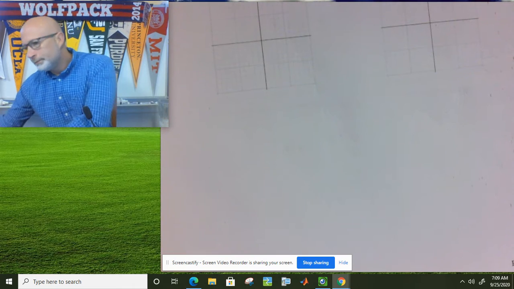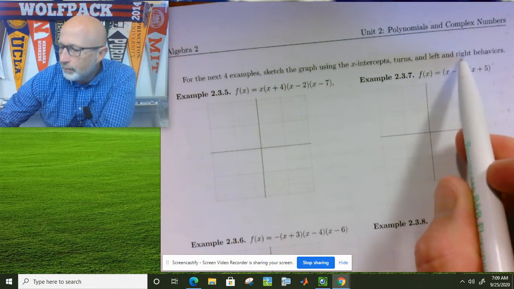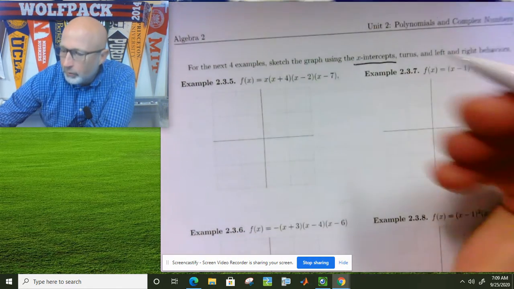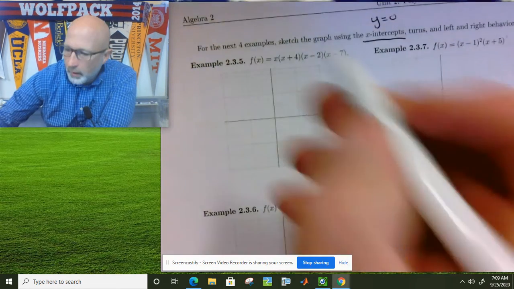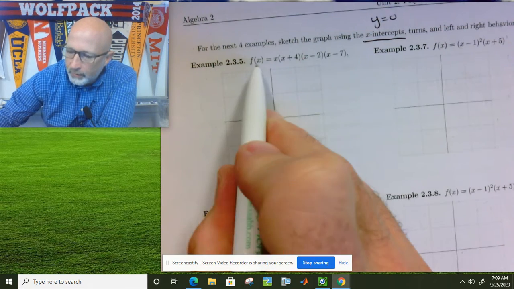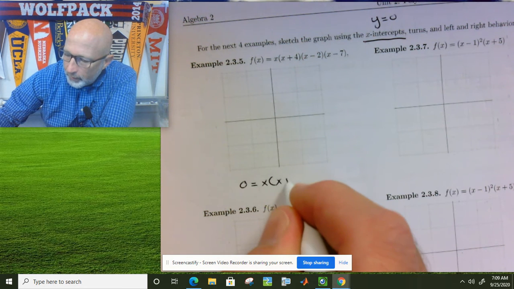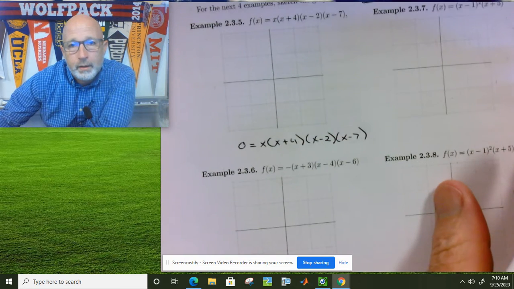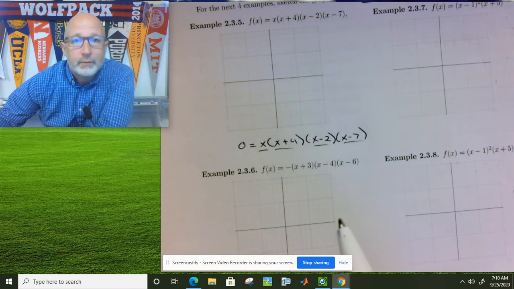Okay, next page. For the next 4 examples, sketch the graph using the x-intercepts, turns, and left and right end behaviors. Okay, so first off, I want to deal with the x-intercepts. We know to find the x-intercepts, you make y equal to 0. Okay, so f of x, that's the same thing as y. So I'm going to rewrite it down here, but instead of f of x, I'm going to write 0 because I'm going to try and find the x-intercepts. So I have 0 is equal to x times x plus 4 times x minus 2 times x minus 7. Okay, now look, you have 4 things that are being multiplied times each other, and the answer is 0.